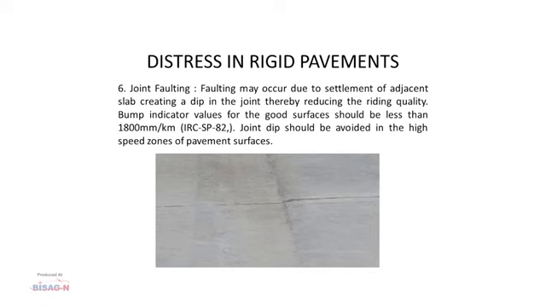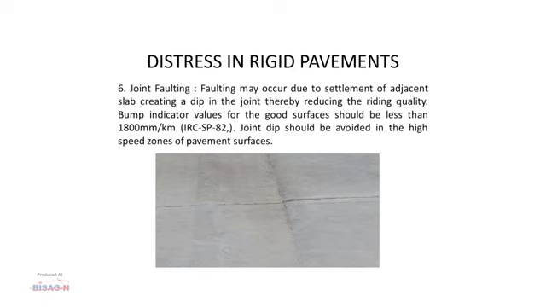Then the most important point is the joint faulting. Joint faulting may occur due to settlement of the adjacent slab, creating a dip in the joint, thereby reducing the riding quality. With time, the joint forms a dip between the two slabs. You can see a joint here, and you can see a dip between the two slabs. This dip in the joint will reduce the riding quality, and the aircraft will feel a bumpy ride.